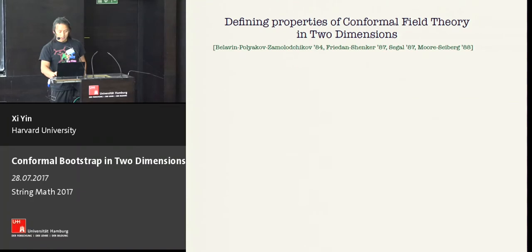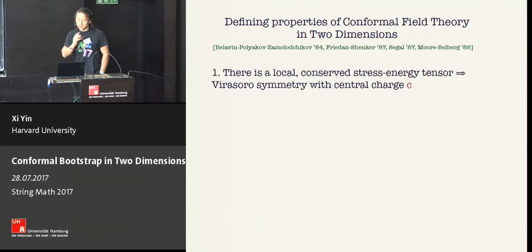2D conformal field theory. I'm going to demand, first of all, that this is a quantum field theory. There's a local conserved stress energy tensor, traceless, that gives rise to Virasoro symmetry, holomorphic and anti-holomorphic, with some central charge c. For most of the talk, I'll assume the holomorphic and anti-holomorphic parts have the same central charge, but it's not really necessary for much of the discussion.